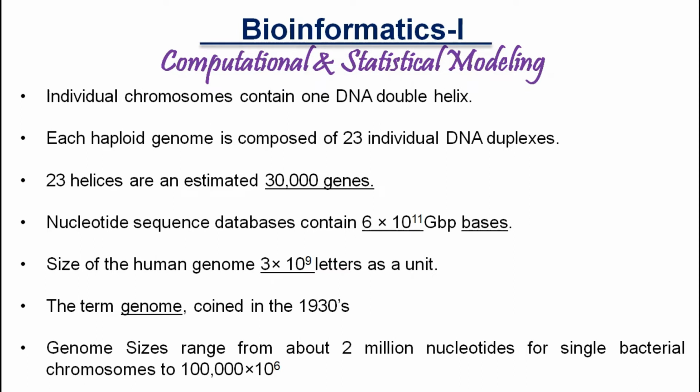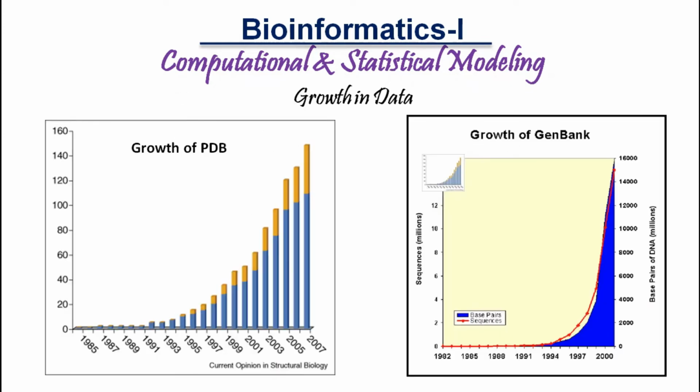So we have a large amount of data which needs to be stored, and here you can see the exponential growth in data from the growth of PDB from 1985 to 2007. You can see the peak of the graph, and that there is an exponential growth in the data. In 1982 you can see here the growth of GenBank, and by 2000 you have a large increase or growth in data. So you have a large amount of data which needs to be stored.